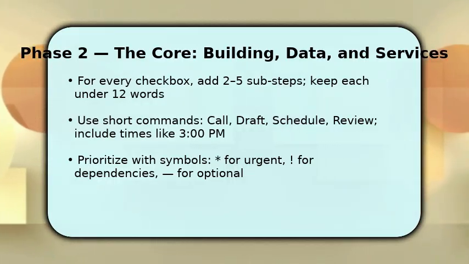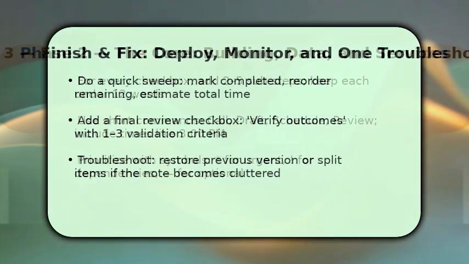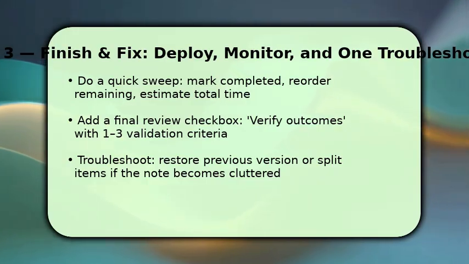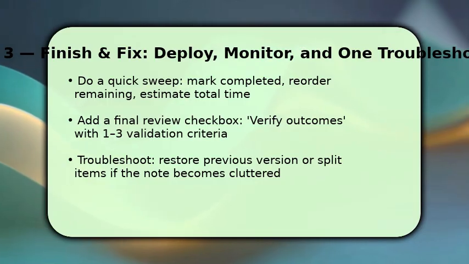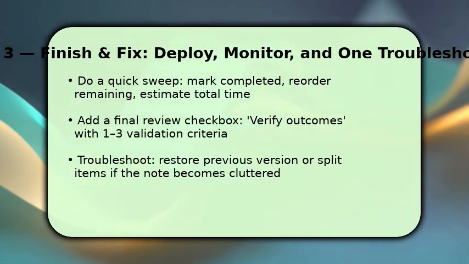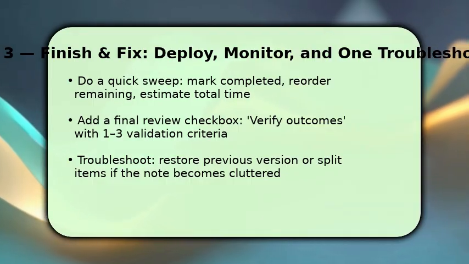and clarity reduce procrastination. You finish by reviewing the whole checklist, marking finished items, and estimating remaining time so you can plan a block. Once done, insert a final Verify Outcomes checkbox with 1 to 3 criteria to confirm success. Make sure to reorder tasks by priority and compress similar steps.